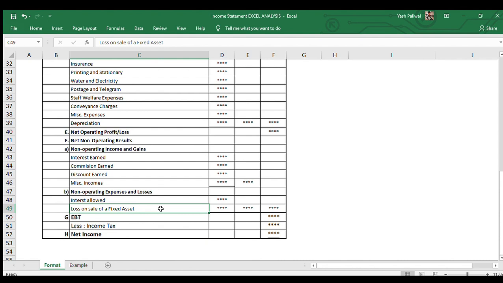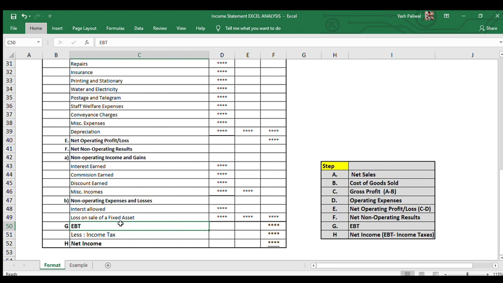Then from non-operating income subtract non-operating expenses and it will give you net non-operating results. If your net non-operating result is profit, then add it to your operating result, or if it is loss, then subtract it from your net operating result. This will give you earnings before tax or your pre-tax income.